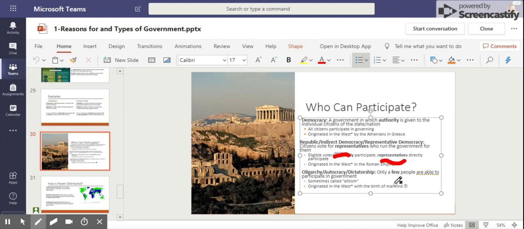Autocracy is where the government has the ultimate authority over the people. The people have very little authority. It's an authoritarian type of government. The most extreme case would be a dictatorship, where you just have one person that leads.